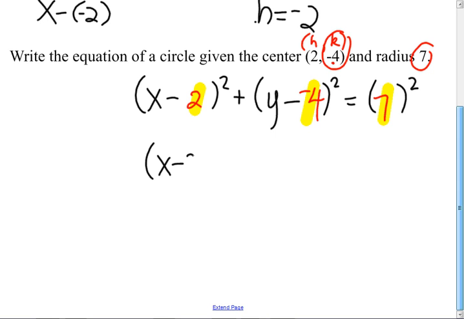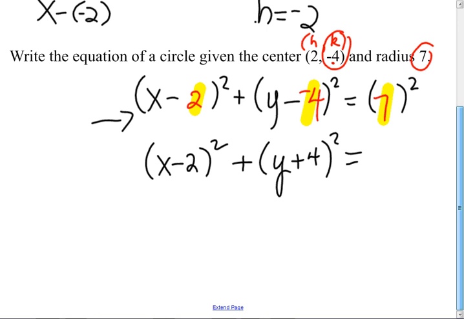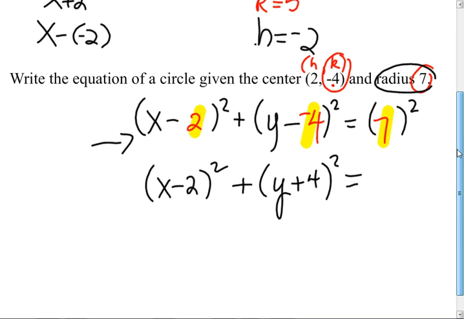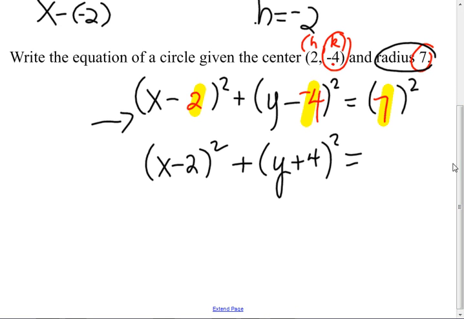X minus 2, you will get full credit for this line, by the way, plus, and it's y plus 4 squared equals, what's 7 squared? I know it, because the radius is 7. What is 2 and negative 4? That's the center of the circle. That's the x coordinate, that's the y coordinate. It's alphabetical. What's 7 squared?